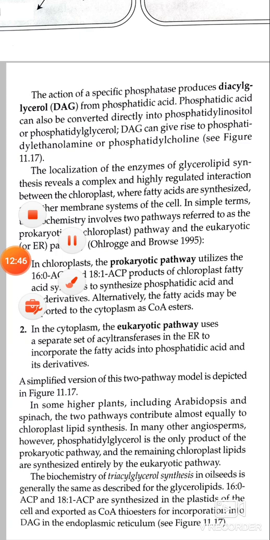So today we discussed the biosynthesis of fatty acids in plants by two methods. In the chloroplast, it is the prokaryotic method, and in the cytoplasm, it is called the eukaryotic pathway method.